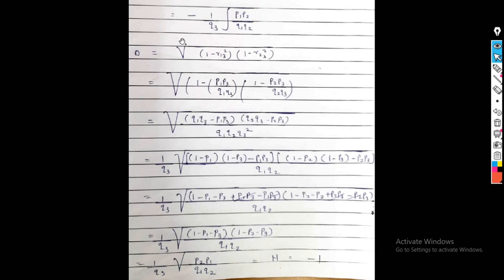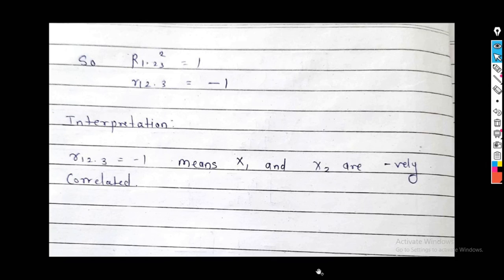So by taking numerator upon denominator, we get the value of small r12.3 equal to minus 1. Interpretation: small r12.3 equal to minus 1 means x1 and x2 are negatively correlated, which we stated earlier in the beginning of this chapter. That is, the multiple correlation coefficient is equal to 1 and the partial correlation coefficient is equal to minus 1. And a partial correlation coefficient equal to minus 1 means x1 and x2 are negatively correlated.